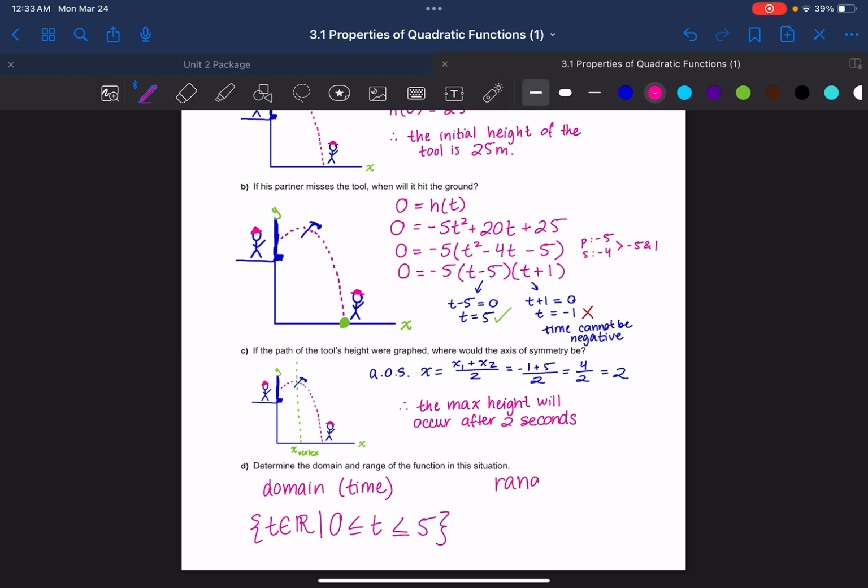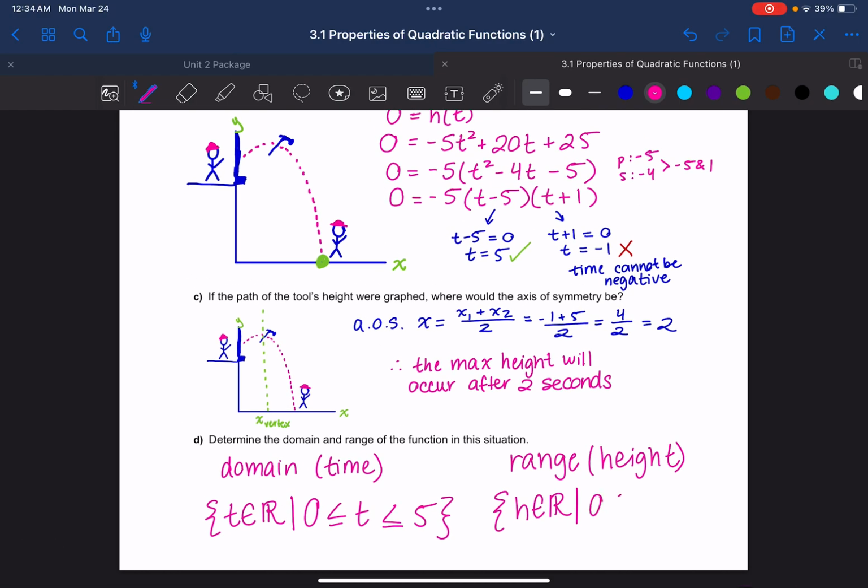And I'm going to do the same thing with range, where range is going to be talking about our height. Again, in this case, I'm going to use h as our variable. And I have to think, I'm restricted to my highest value that this tool can be would be like the maximum height of this function. And then the lowest that this tool could be, the lowest height possible, is when it's hitting the ground. And that is when the height is 0. So I'm constricted to 0.